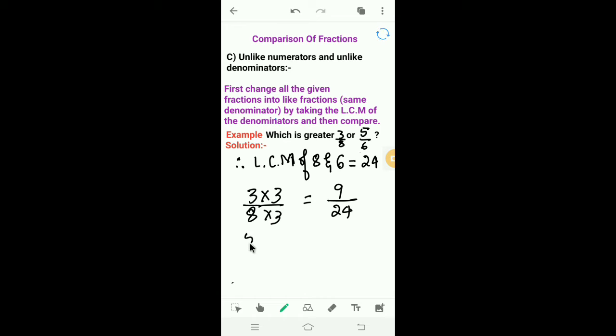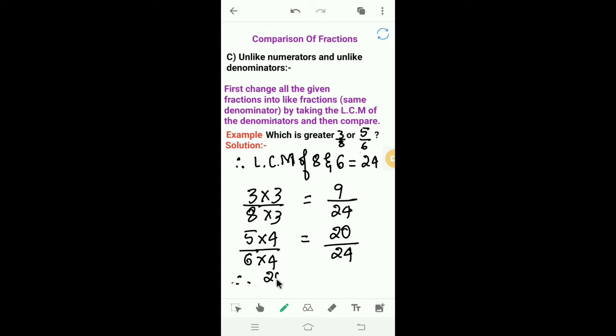The second fraction is 5 by 6. Here, how much should we multiply to 6 to get denominator as 24? 6 4s are 24. So, we have to multiply numerator and denominator by 4. 5 4s are 20. 6 4s are 24.